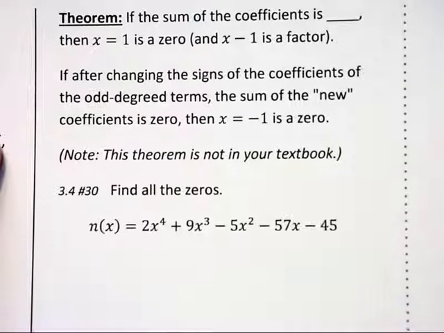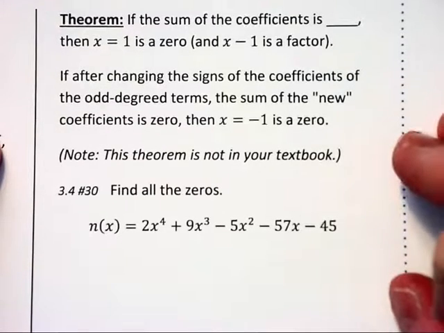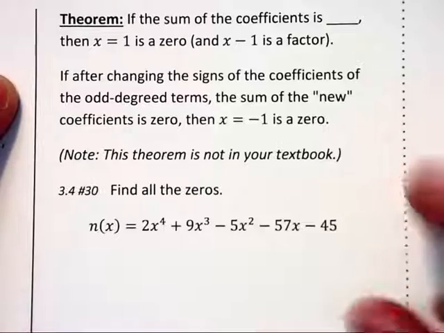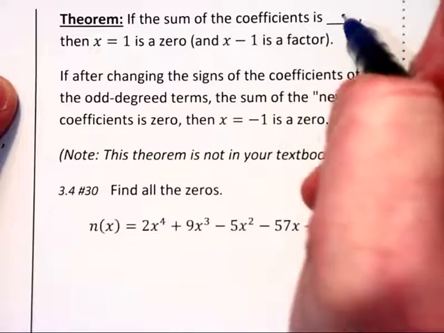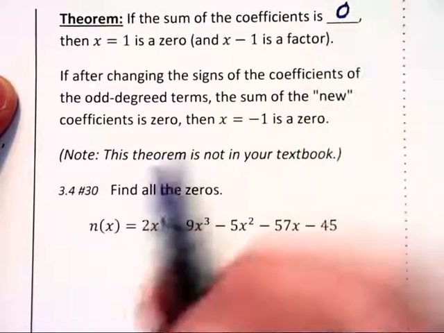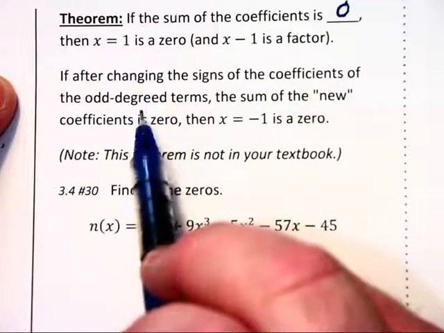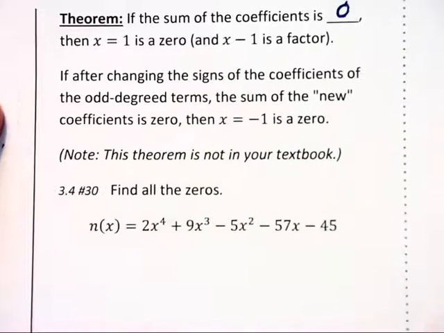This next theorem does not show up in our textbook. It shows up in some books but not others, but it's a nice little handy theorem. It says if the sum of the coefficients is 0, then x equals 1 is a zero of a polynomial, and therefore x minus 1 is a factor.